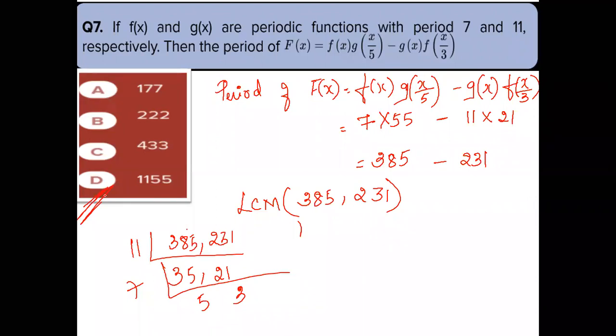So what did you learn from this question? Whatever happens to the function also happens to the period. Suppose the function is divided by 1 by 5, then the period should also be divided by 1 by 5. When you have a product of functions, the period is the product of the periods. And if you have a sum, then you have to take the LCM of those respective periods. Okay, have you understood this? So can we move to the next question?